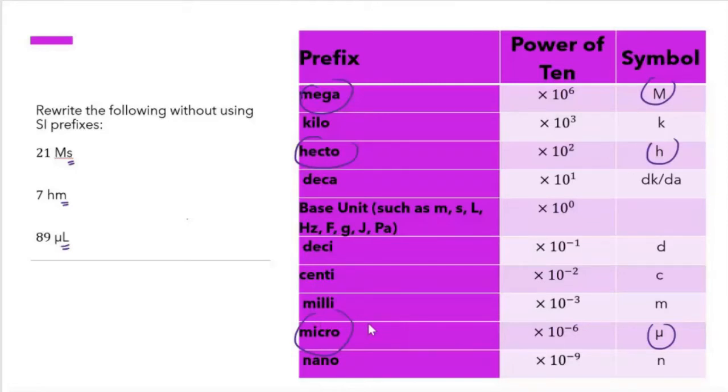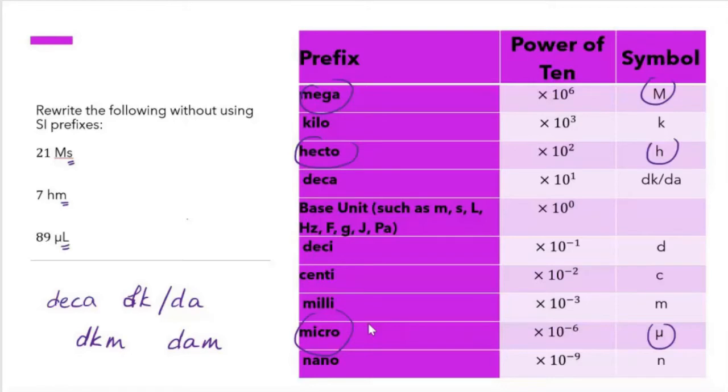Notice that there is one metric prefix, and that's deca, that has either dk or da as its symbol. It's the only metric prefix that has two letters. So if we were working in decameters, for example, you might see dkm or dam. It's an unusual one. In any case, let's start with 21 megaseconds.